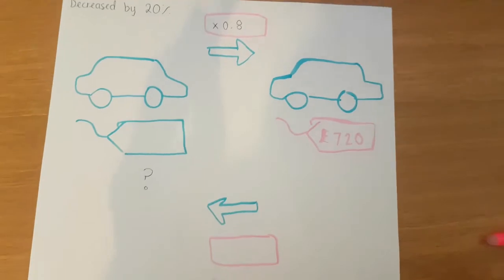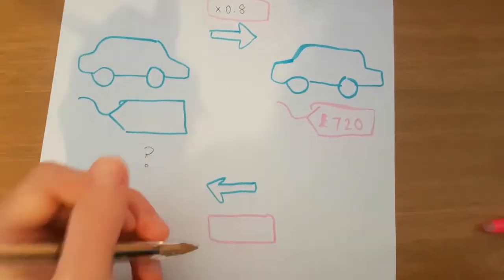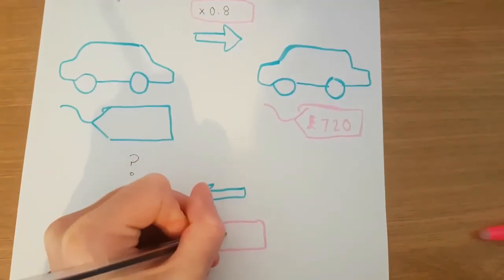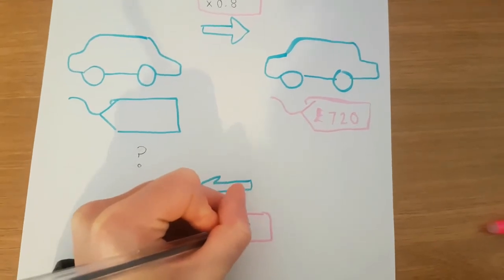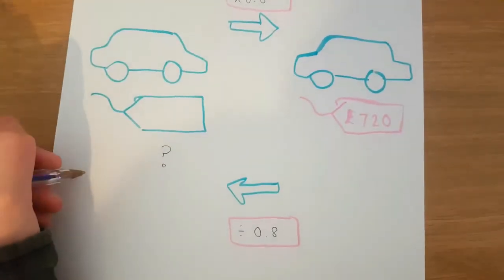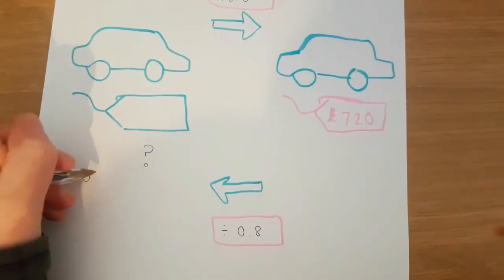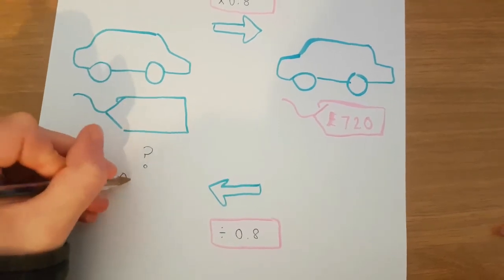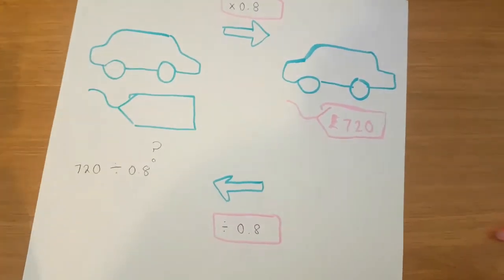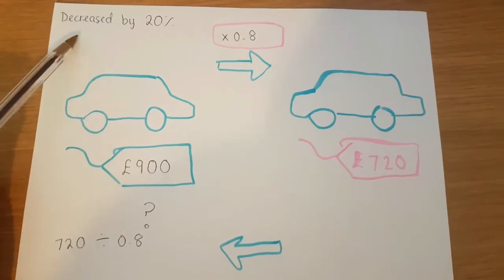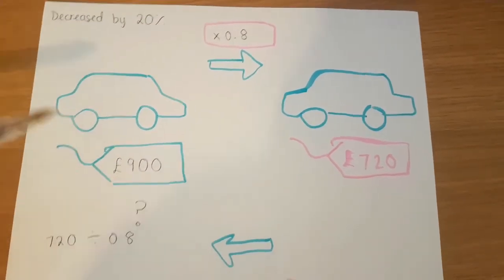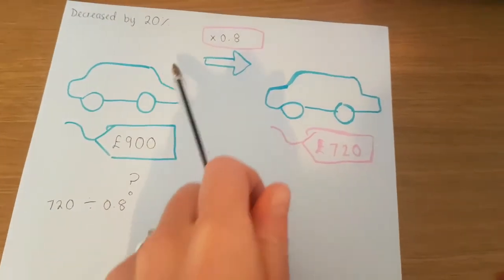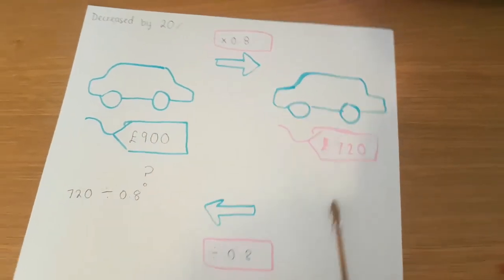Now, like with the other one, we want to do the inverse operation of that. So instead of multiplying by 0.8, we're going to divide by 0.8. So my calculation becomes 720 divided by 0.8. So therefore my new original price before I decreased it was £900. As long as you know what you're doing going forwards, you can figure out how we would go backwards.